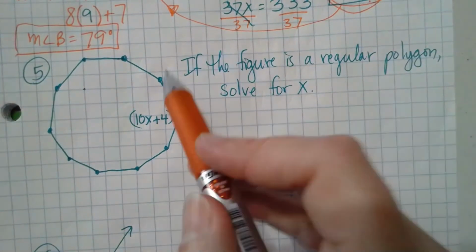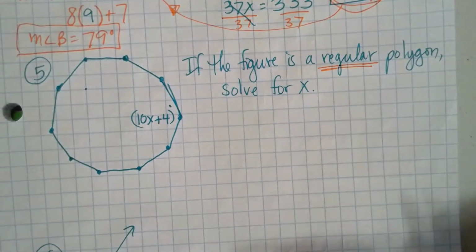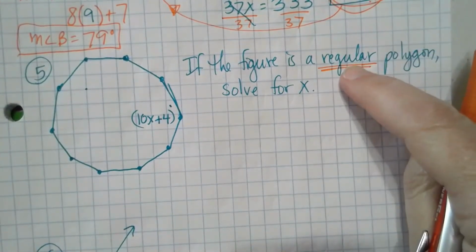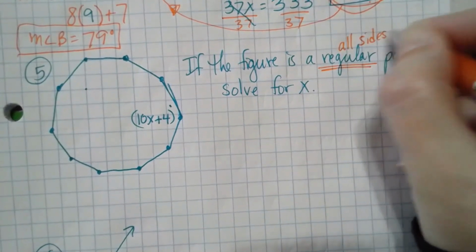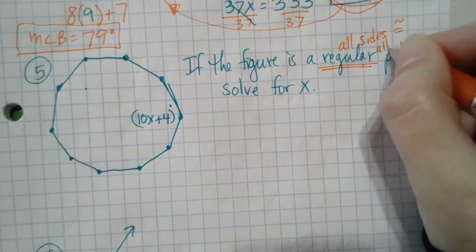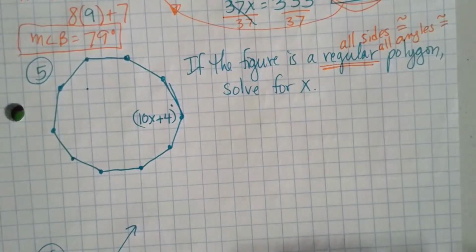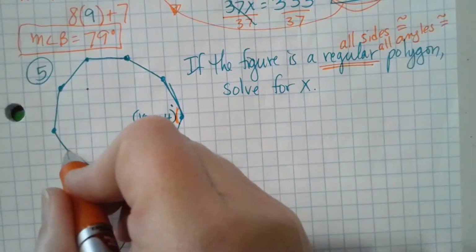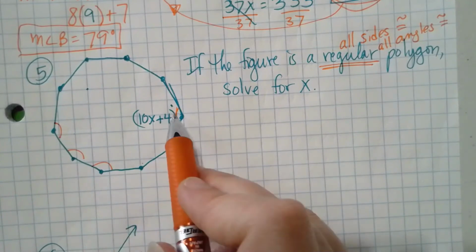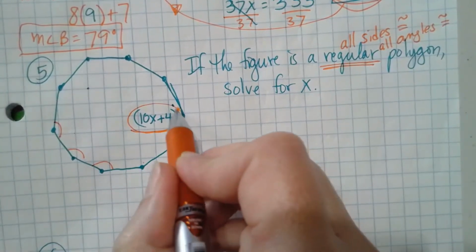Okay, so it says if this figure is a regular polygon, solve for x. What does regular mean again? Regular means all sides congruent, all angles congruent. If all sides are the same, all angles are the same. So every one of these angles in this shape, this angle, this one, they are all exactly the same size all the way around. Okay, so we are going to solve just for this one angle.